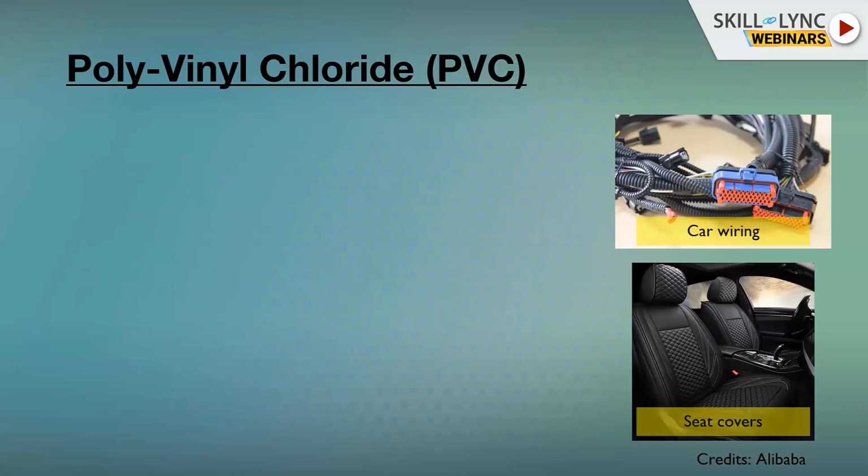Moving to next one, polyvinyl chloride, which is PVC. You all must have heard about PVC pipes used at homes. So that PVC is also used in automobile for sheeting, electrical cables and upholsteries.